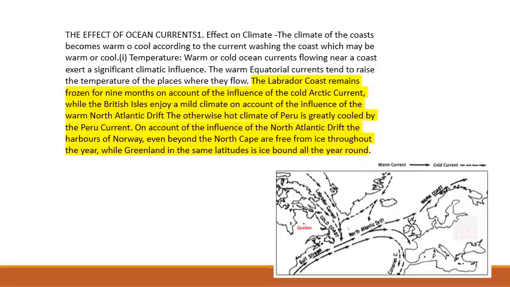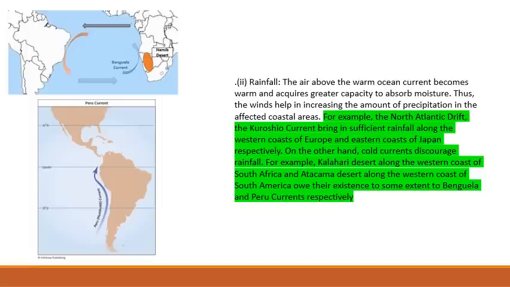So this is the effect of the ocean currents, how they influence the temperature. Now the ocean currents also have a great impact on rainfall. So when the air above the warm ocean current blows, it picks up moisture, and it becomes warm. So when the air becomes warm, it expands. So its capacity to absorb moisture also increases.